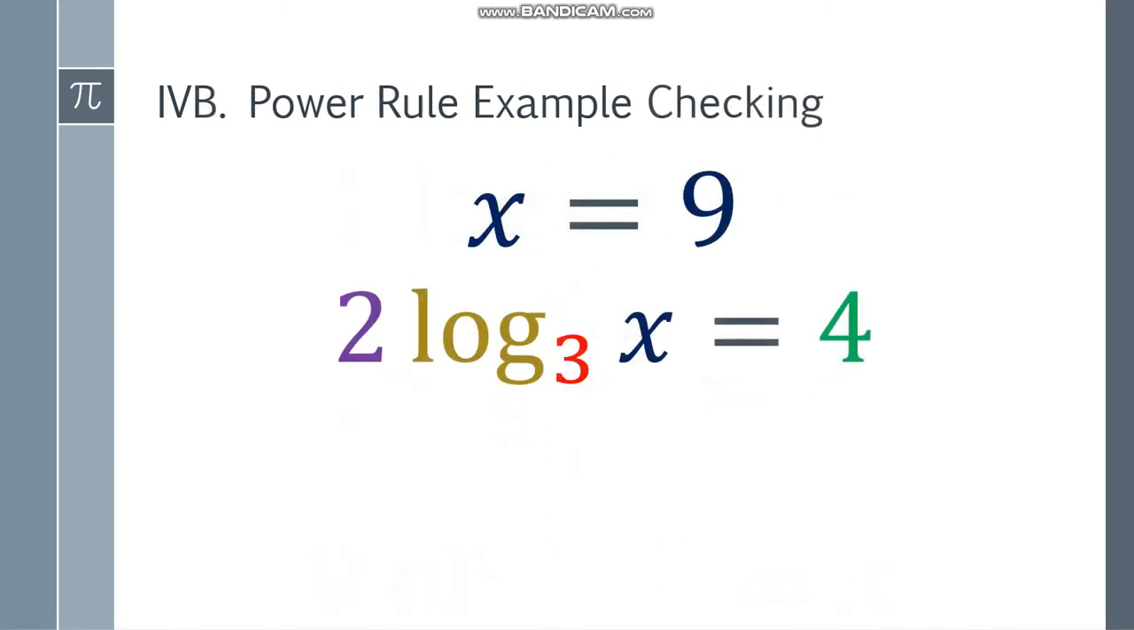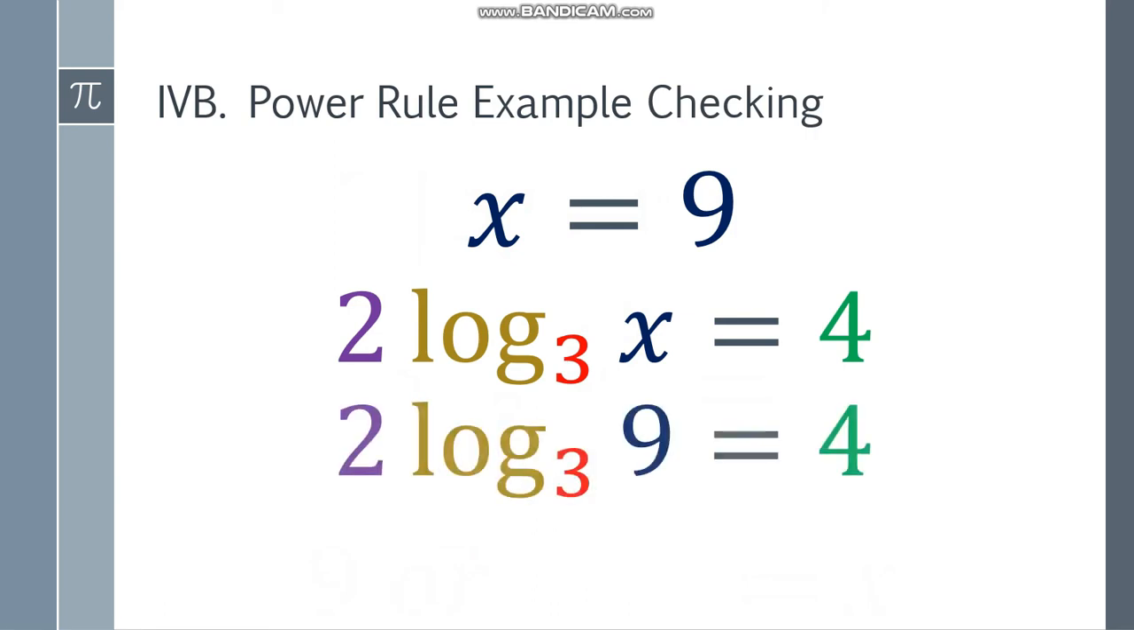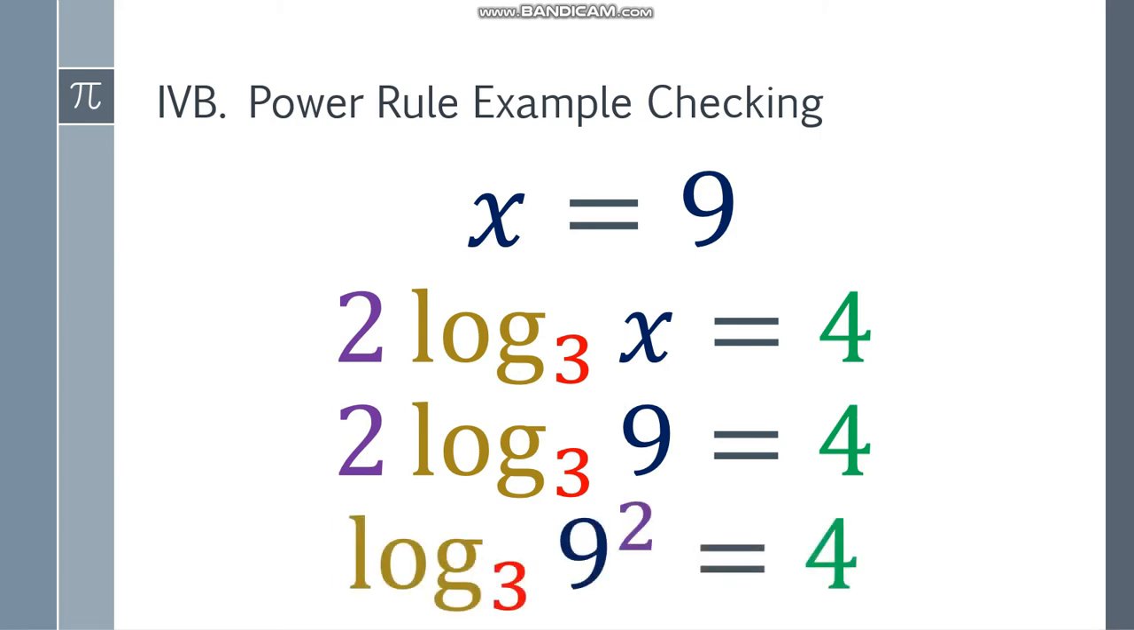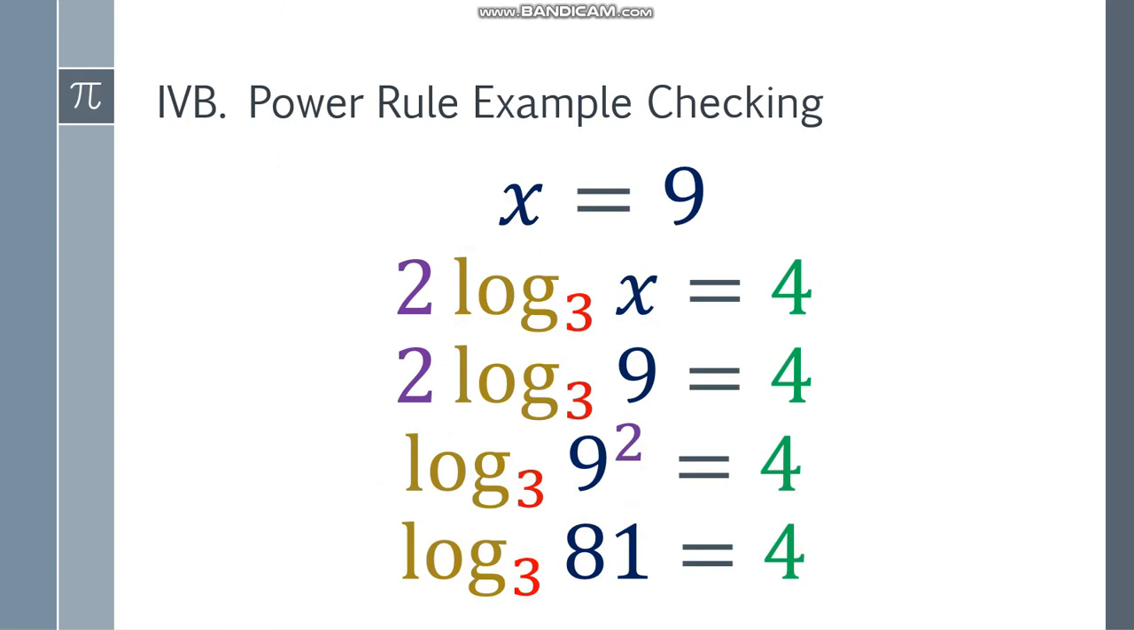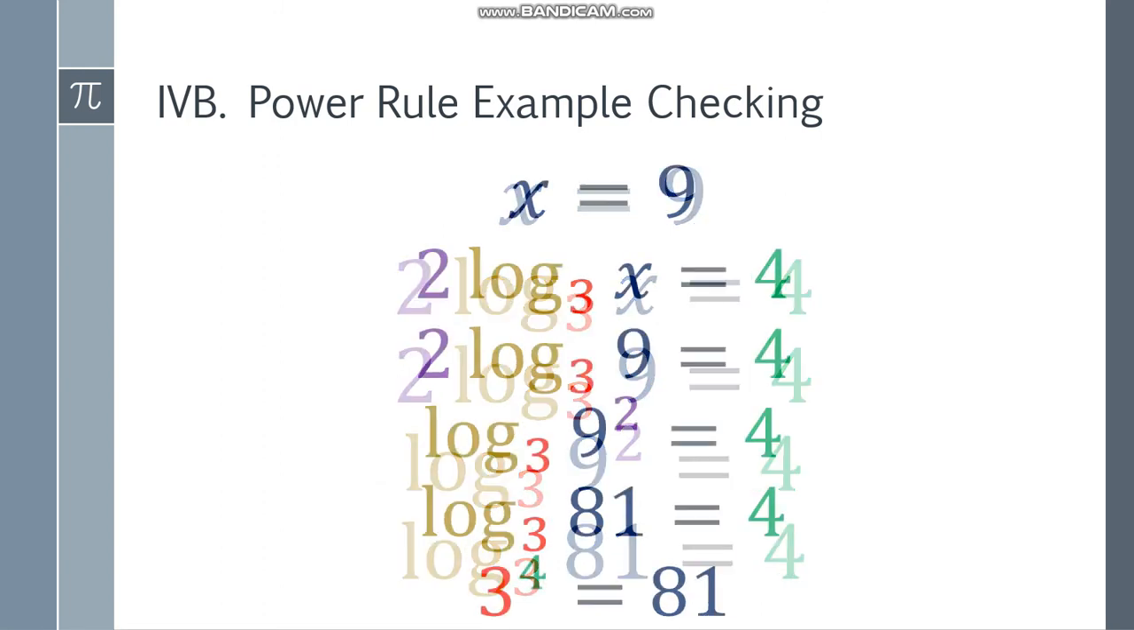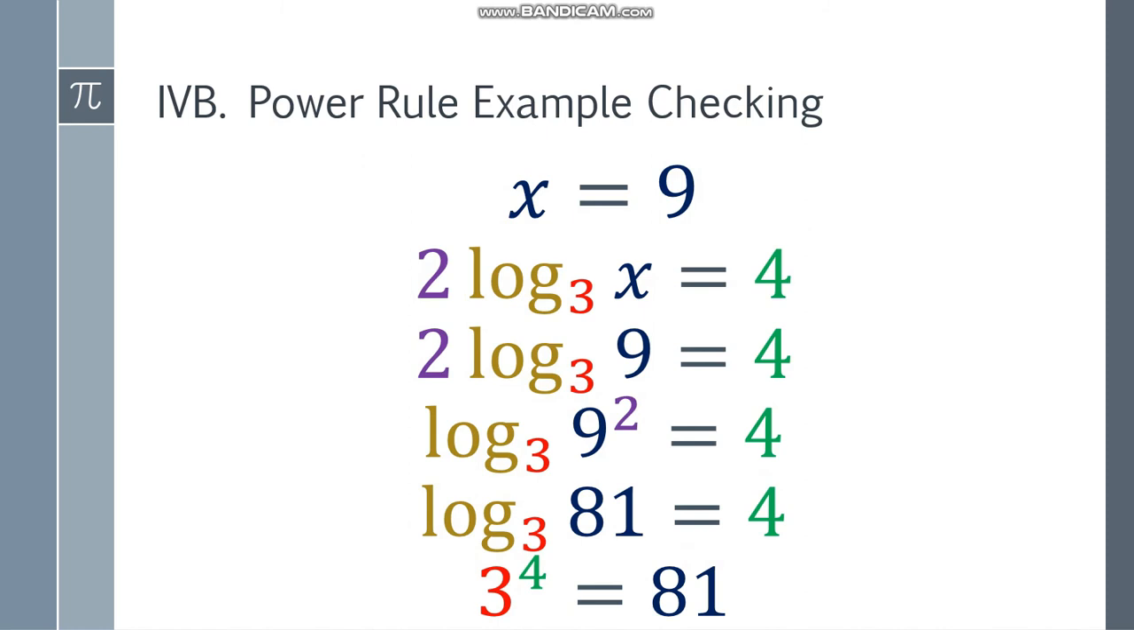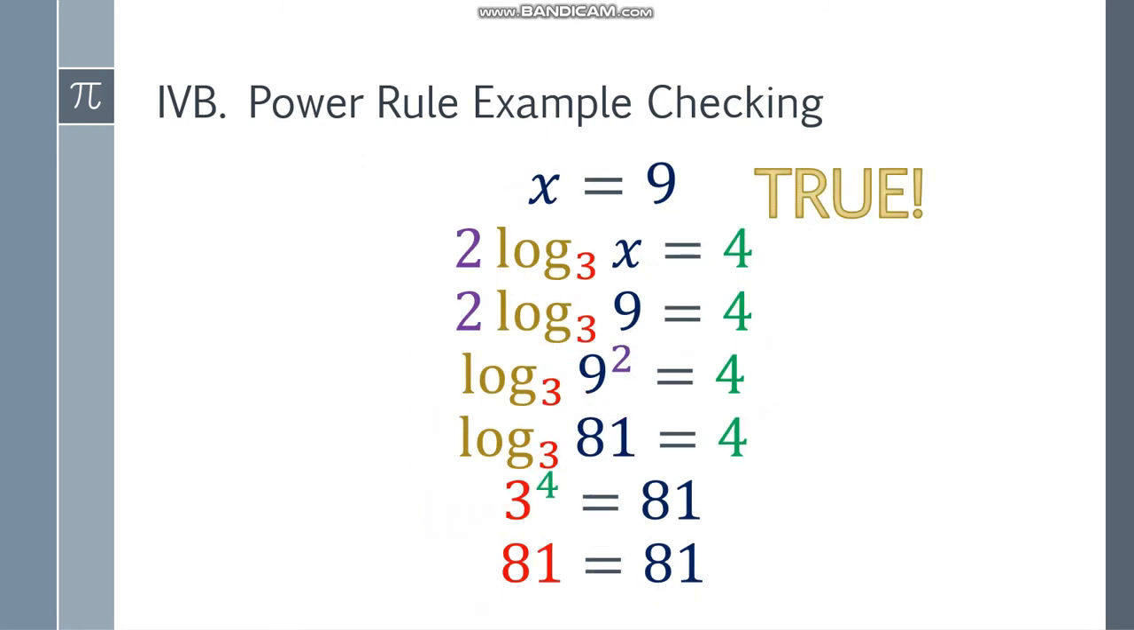Check muna natin kung ano yung tatanggapin natin, kung it's either 9 or negative 9. So let's check 9. 2 log base 3 of x equal to 4. So that will be 2 log base 3 of 9 is equal to 4. That will be log base 3 of 9 squared. So again, yung 2, magiging exponent siya dito. And now, 9 squared is 81. So exponential form, 3 to the 4th is 81. And 81 is equal to 81. So that is true. So okay tayo dito.